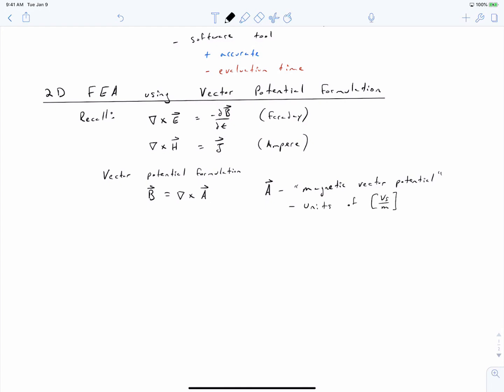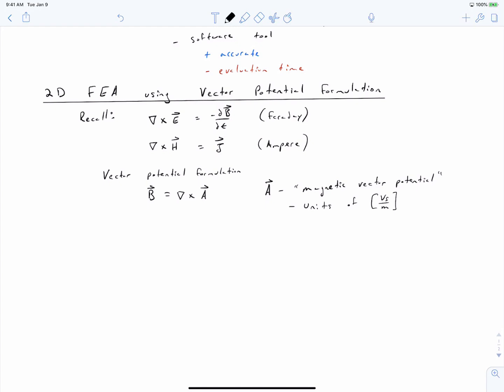So again, this is a mathematical trick. Much like the reason that we define the H field, we're also defining the A vector as a matter of convenience. You'll see in a little bit that for the 2D FEA approach, the magnetic vector potential simplifies the amount of equations that we have to solve considerably, and this speeds up our numeric solution approach. So this is a mathematical trick that we play, and to learn more about this, I would refer you to an E&M course, a fields course, textbook.